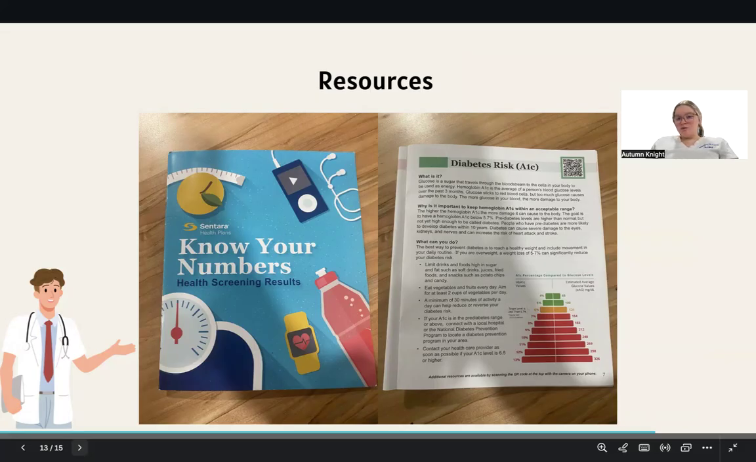It compares the A1Cs to glucose levels and also gives them some instructions how to go ahead and start changing it on their own through diet and exercise. Also in this book, it has where you can fill in information like the blood pressure. If we took that, we were able to write down their A1C number so that way they can take this book directly to their PCP so that they can follow up with it.